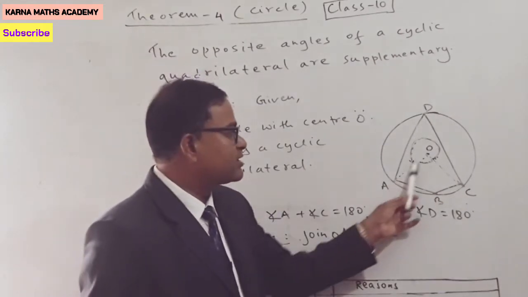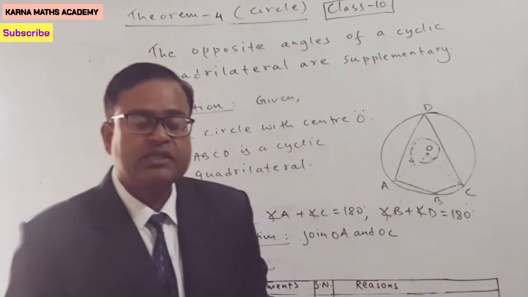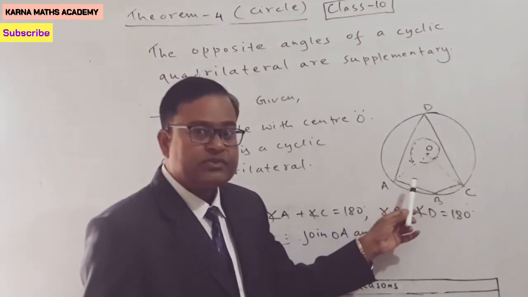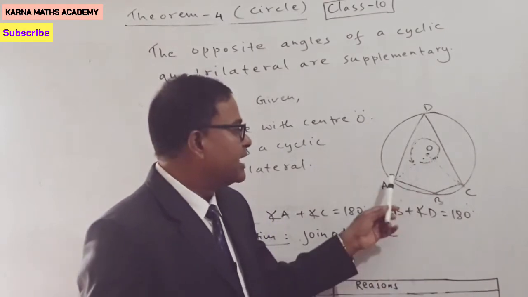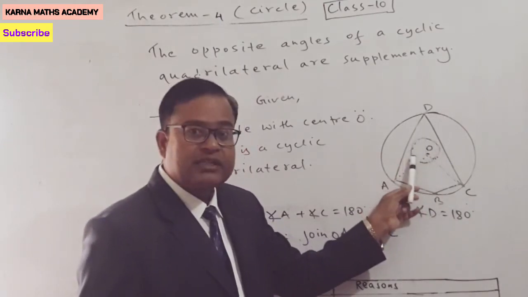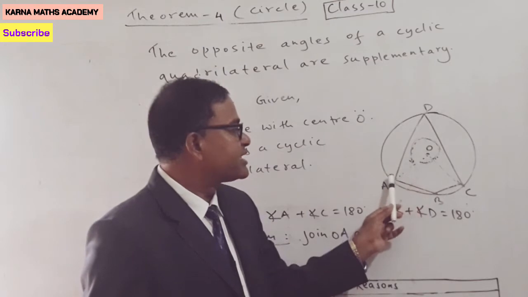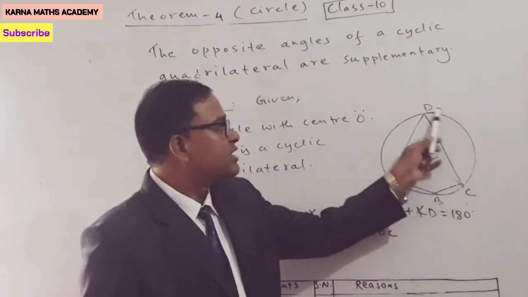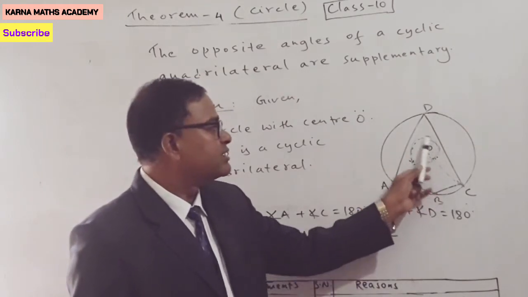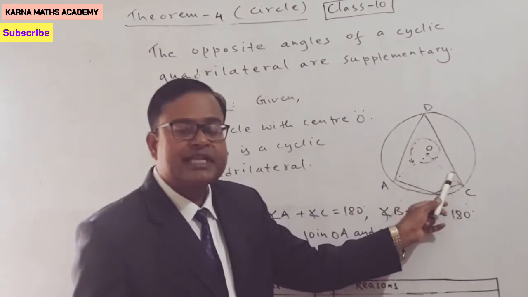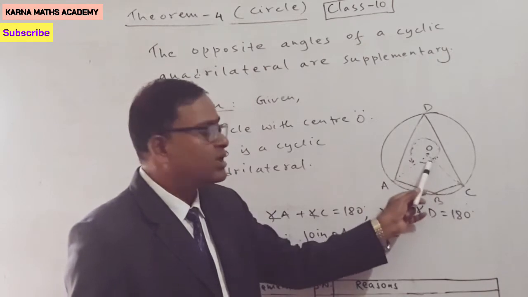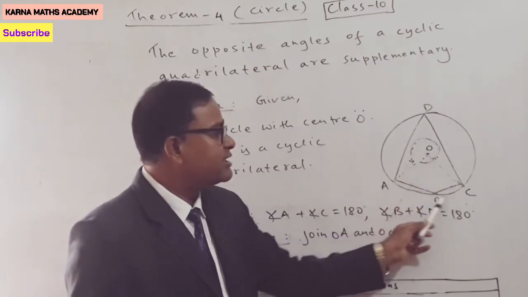So dear students, after taking construction, that means after joining OA and OC, we have got two angles at the center of the circle. One is angle AOC, which is obtuse angle AOC, and it is standing on the arc ABC. And we have got the second angle AOC, which is reflex angle AOC, which is standing on the arc ADC. One is the angle AOC, which is the reflex angle, standing on the arc ADC. And the next angle at the center AOC is obtuse angle AOC, which is standing on the arc ABC.